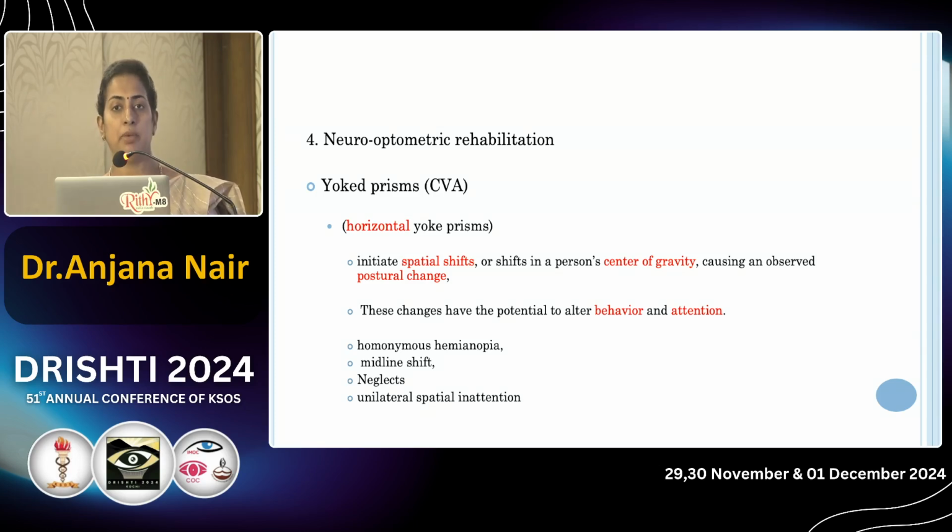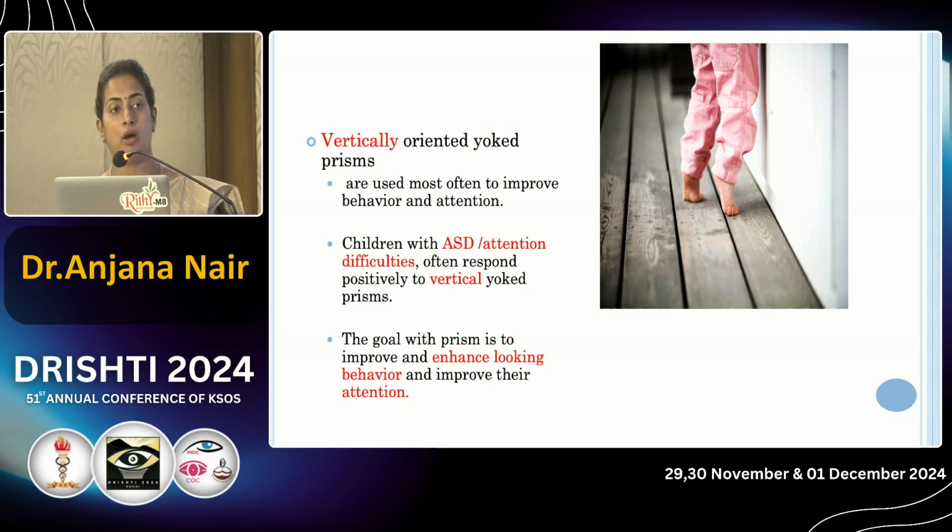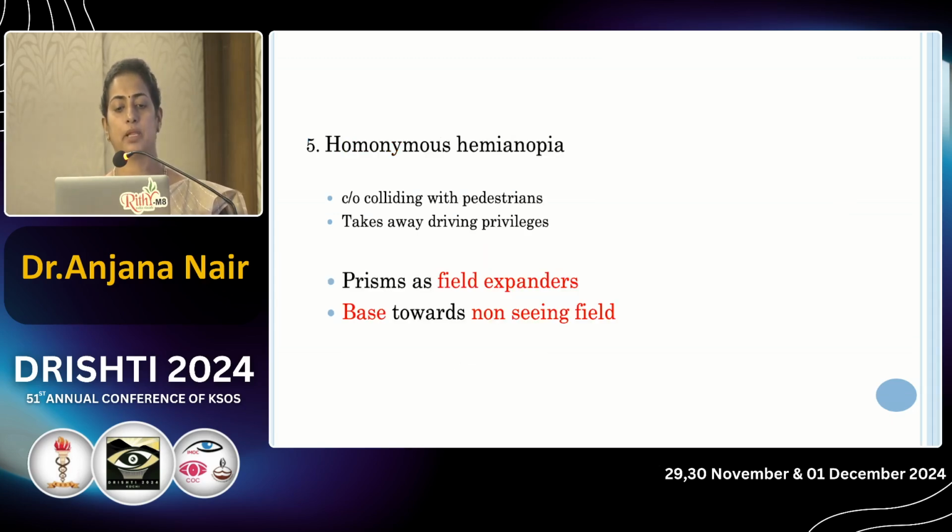prism. Patient may have visual neglect or visual inattention to the affected side, so their posture may be affected. Giving horizontally yoked prism may help to correct their posture and midline shift. In children with autism or with attention difficulties, children may present with toe walking, hand flapping, etc. In such cases, vertically yoked prisms would be helpful to improve their posture, gait, etc. and it enhances their attention and engagement.